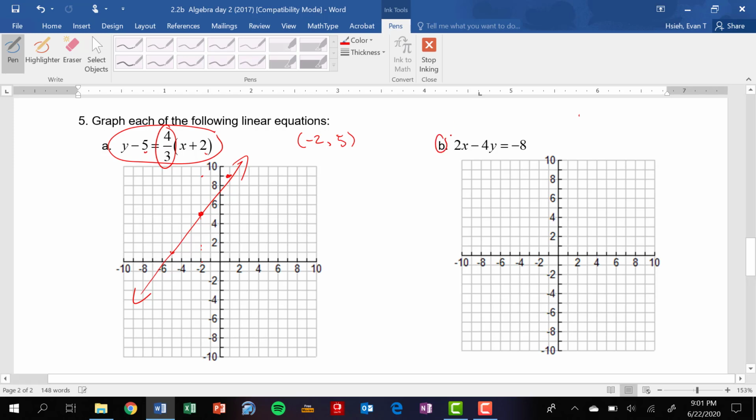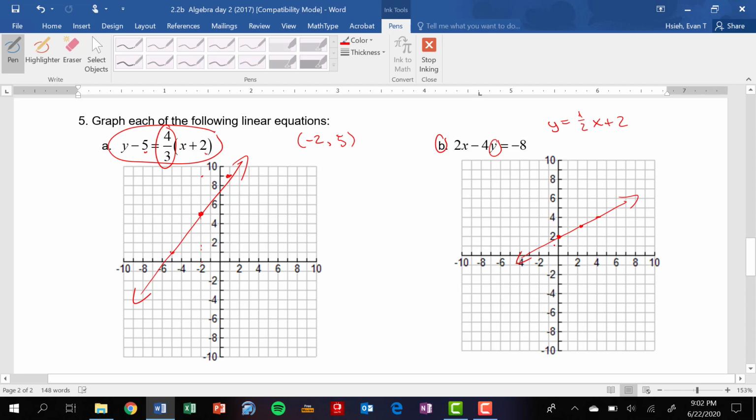This problem here is the same type of thing. I could put this into slope-intercept form. If I did that, I get y is equal to 1/2 x plus 2, basically just solving for y in this equation. So I know that I can go up to get the y-intercept, and then I go up 1 over 2, up 1 over 2, and draw my line like that.